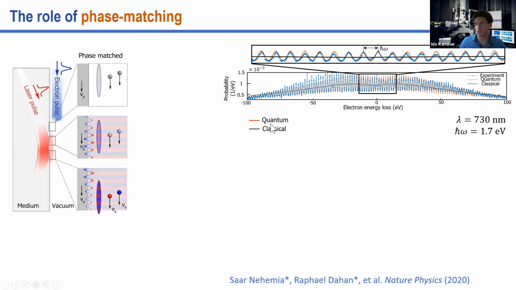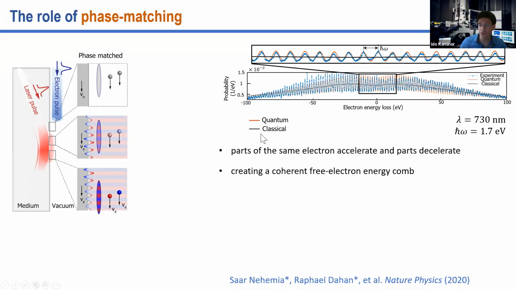And this is something that, in order to achieve in an efficient way, we can think about as if the electron is just a wave. We never think about a wave function collapse. And we find that part of the same electron accelerates and parts decelerate. Different points in space see a field that pushes the electron down, other parts see fields that push it up. This creates a coherent electron energy comb in practice.